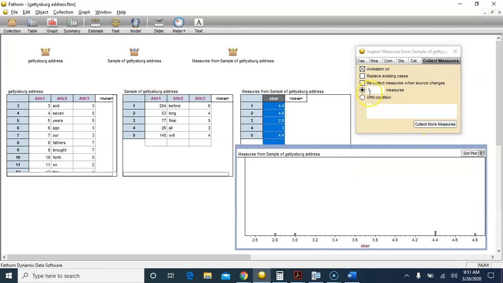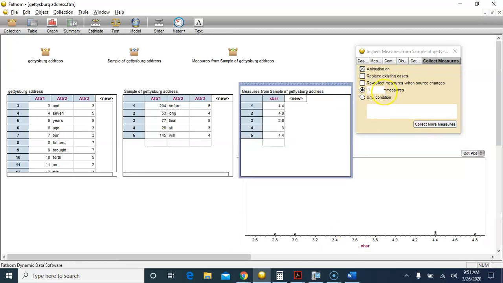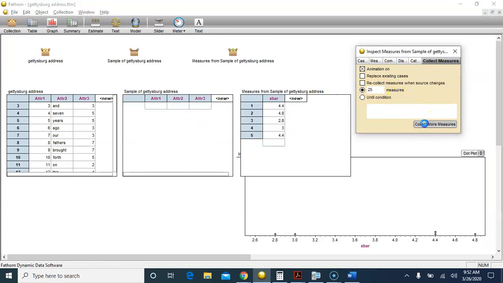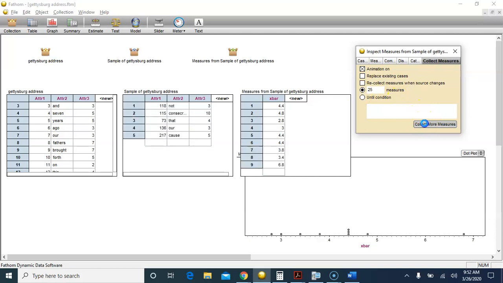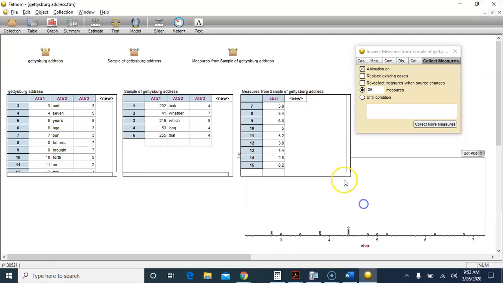And then we could continue. I only have 5 sample means thus far, so let me get another 25. And you see points are being added to my dot plot. So I've got 30 x bars right now, and this is what the graph would look like if we were doing this in class and we had about 30 people in class, each person selecting 5 words at random from the Gettysburg Address and then calculating the x bar for their sample.